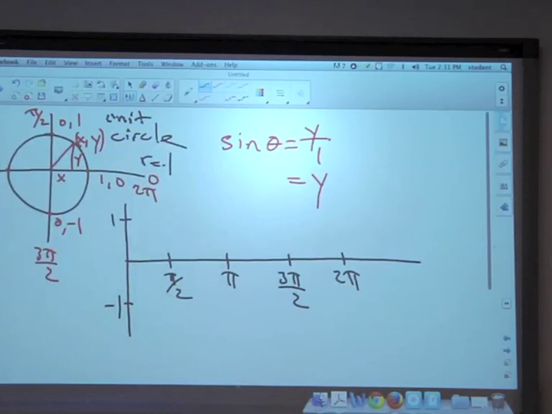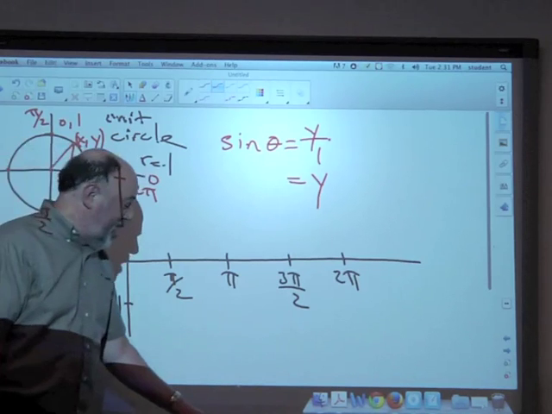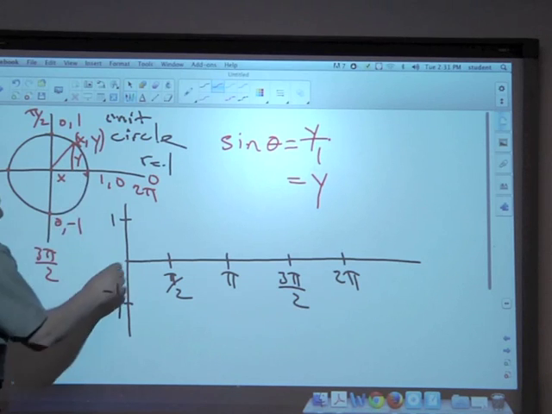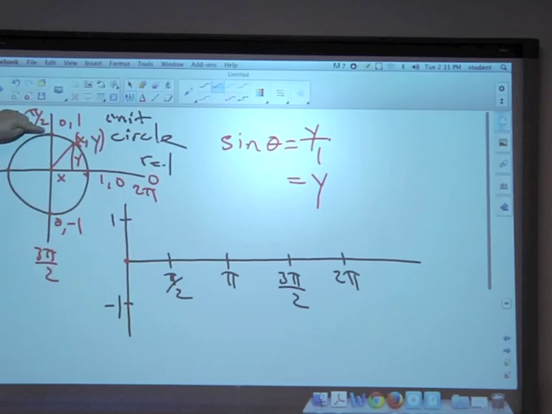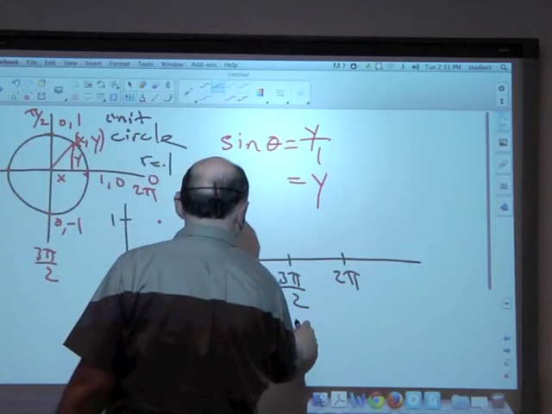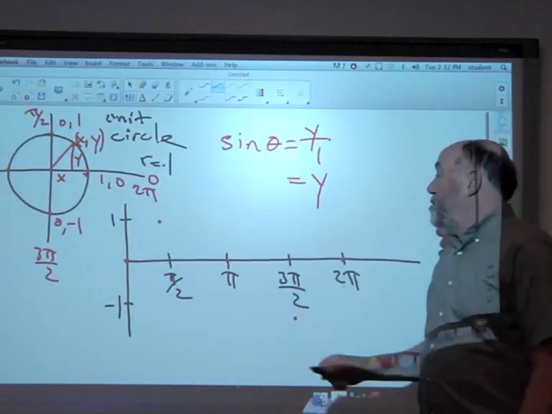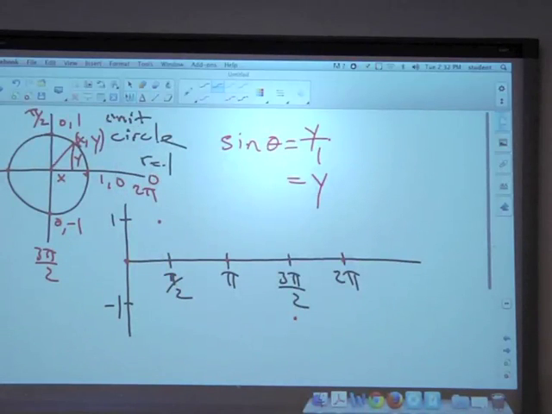Given that sine is given by the y-coordinate, what's the y-coordinate at that point? 0. So there's my first point. What's the y-coordinate at this point? 1. There's my second point. What's the y-coordinate over here? 0. What's the y-coordinate at 3 pi over 2? -1. And what's the y-coordinate at 2 pi? 0. So we have our 5 points, and that's really all I need in order to graph this.